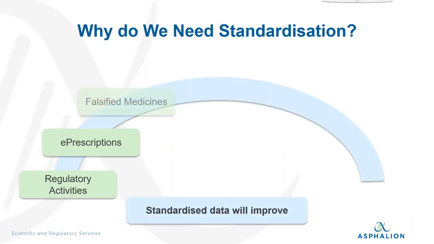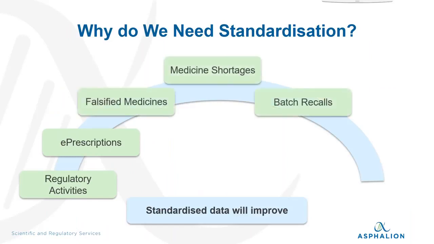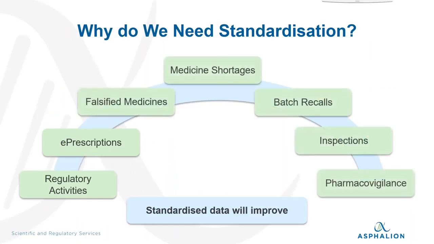Why do we need standardization? It's not only for ISO IDMP, it's for the regulatory activities, but we also want to improve our e-prescription. There's something called serialization, where we want to track a medicine from manufacturing until dispensing to the patient. We have the topic of shortages, where we want to see which product is registered in which country. Of course, recalls, in case you want to recall a certain batch, you can trace it, inspections, and pharmacovigilance. So the more standardized data we have on the product level, the easier these kinds of activities become.